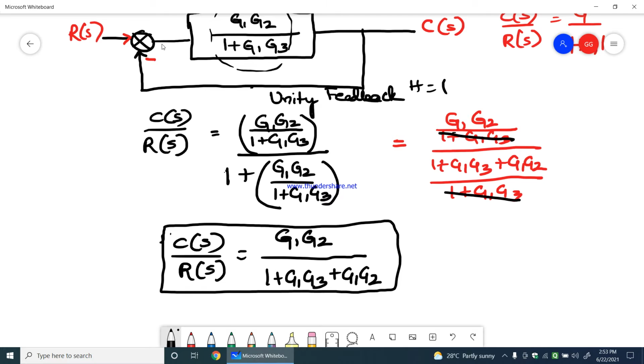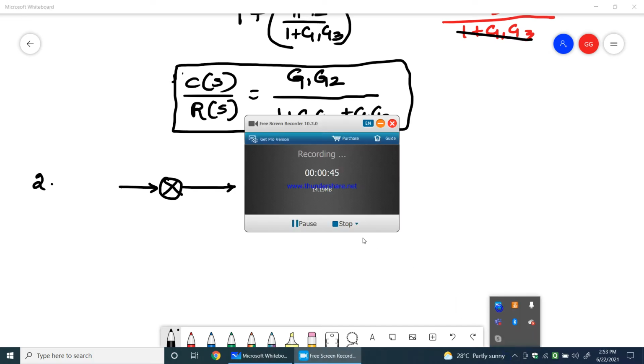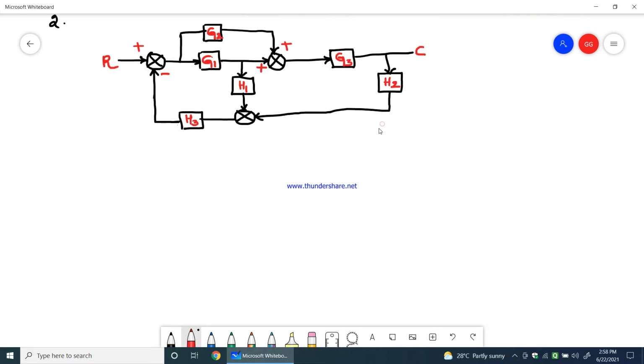Okay, now let us go to the second block diagram and let us see what techniques we can use to reduce this block diagram. Okay, let us go with the second problem, where this is the block diagram which is given. Now my job is to apply those block diagram reduction techniques, so that we can find out the transfer function C by R, where C is the output, R is the input. So we need to find out the transfer function C by R equals what.